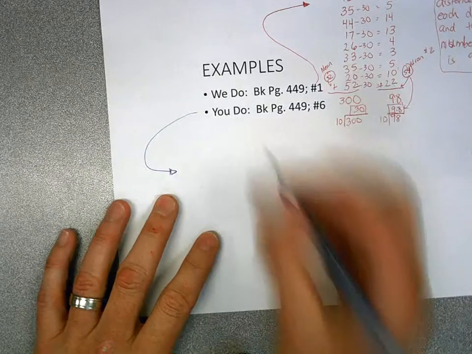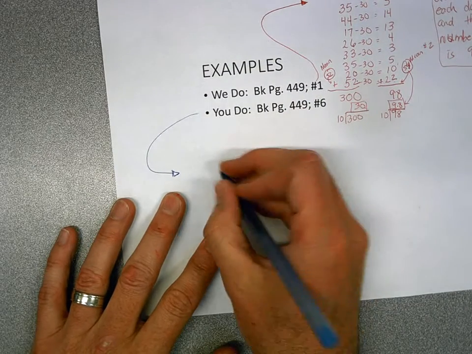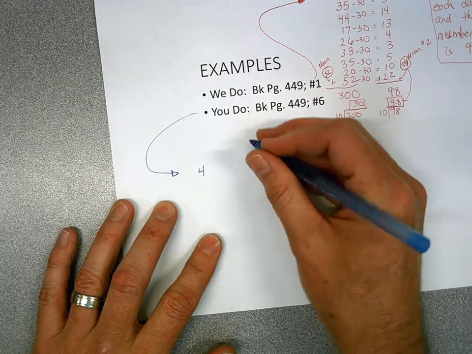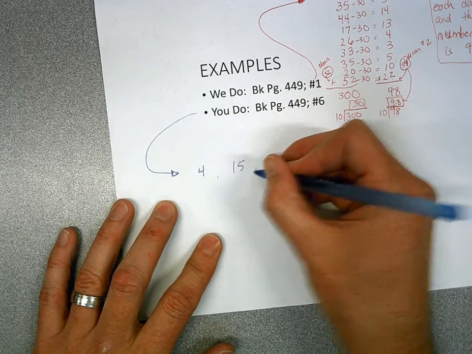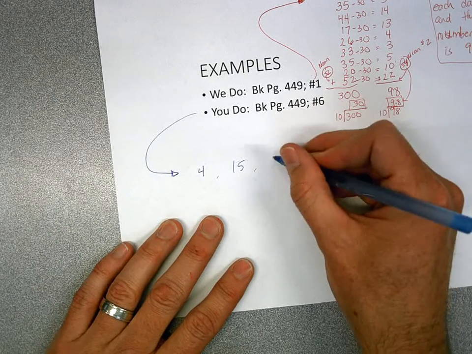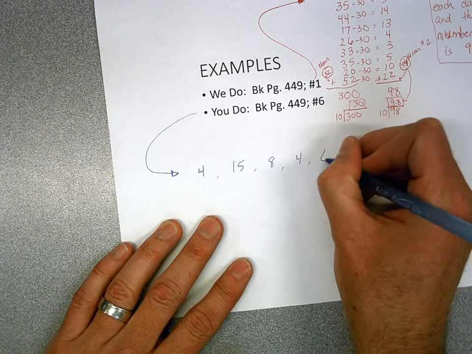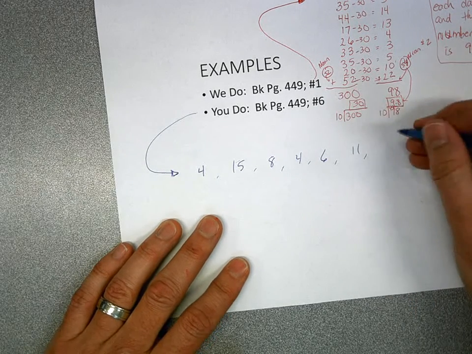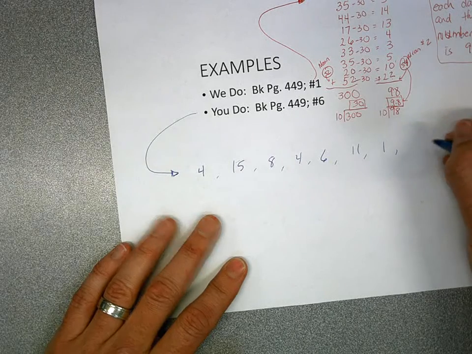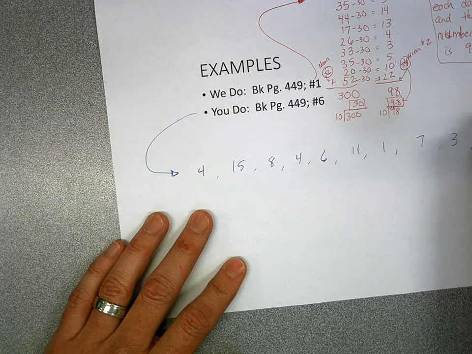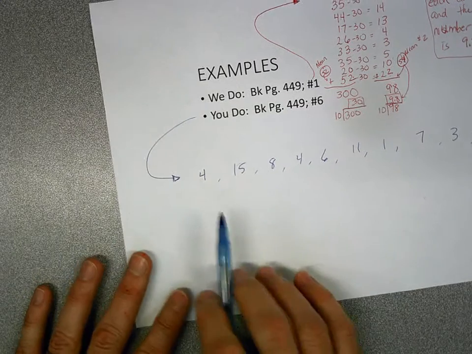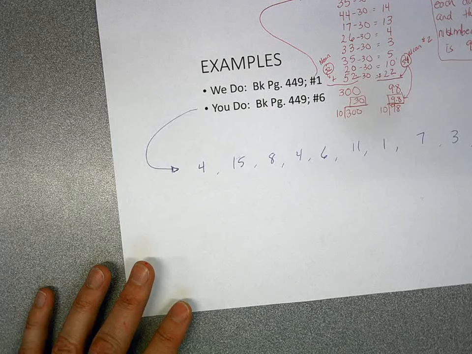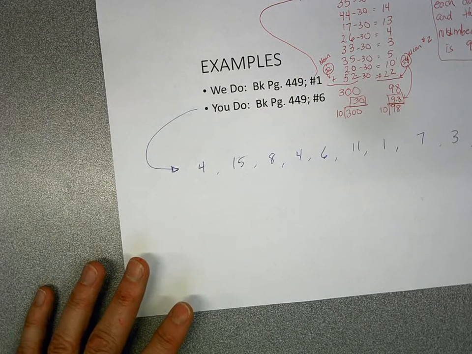So here we go. Step one is I'm going to make my listing horizontally, pretty much just like it looks there. Cost of books in dollars. So $4, $15, $8, $4, $6, $11. A nice cheap book that's $1. $7, $3, and $1. Okay, and like we've talked about before, I might want to make sure I didn't miss any of my listings. So 1, 2, 3, 4, 5, 6, 7, 8, 9, 10. And on here, 1, 2, 3, 4, 5, 6, 7, 8, 9, 10. Okay, it looks pretty good.